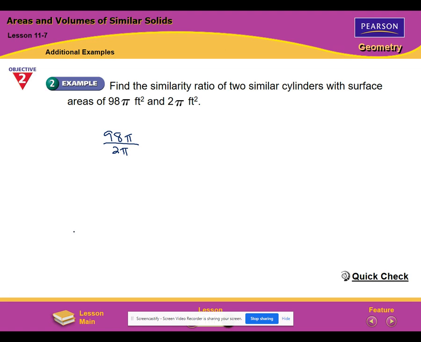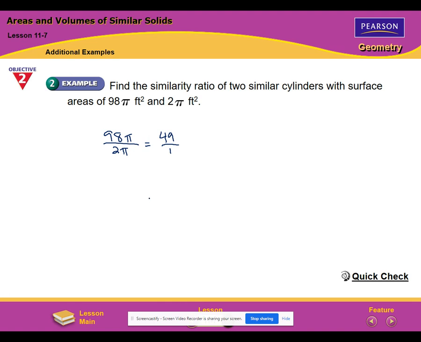And this fraction reduces. Now, an emphasis that I started making in section 10.4 that I want to make here again is that when I reduce this fraction, you have not changed its value. You have not gone from level 2 to level 1. You have not found a similarity ratio yet. The pi's here would cancel. 98 over 2 is actually 49 over 1. This is not a similarity ratio. This is still a ratio that describes their surface areas. For that matter, it's a ratio that describes their lateral areas. It's a ratio that describes the area of the circular bases, all of that.